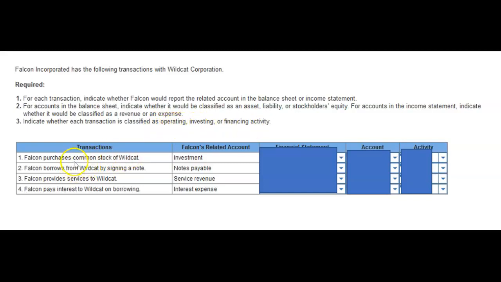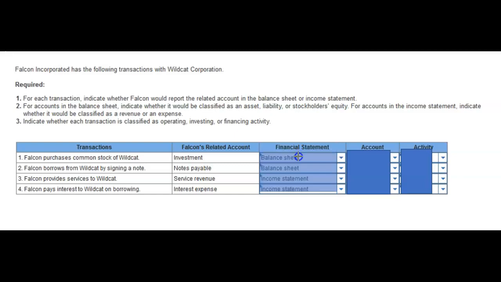All right, so Falcon purchases common stock of Wildcat. Okay, they're not issuing new stock. They're buying the stock of another company, so they're making an investment.